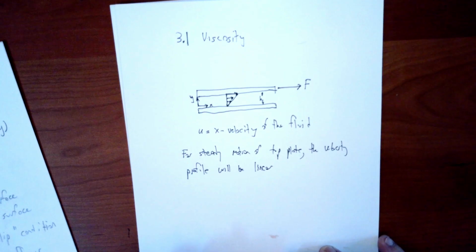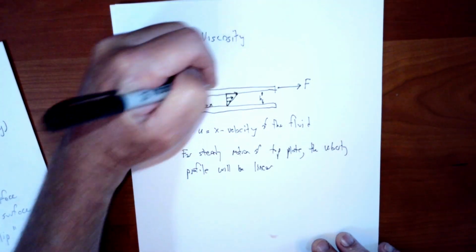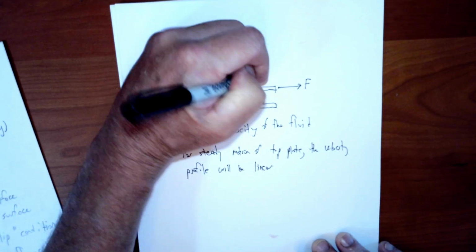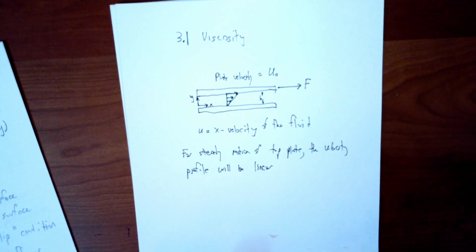So the velocity is 0 at the bottom because the plate is not moving. And the plate at the top is moving, and the velocity there is going to be some velocity. We're going to call it u0. So we'll say the plate velocity is equal to u0. Plate velocity is equal to big U0. So that's going to be the velocity of the plate. It's moving at a steady velocity.